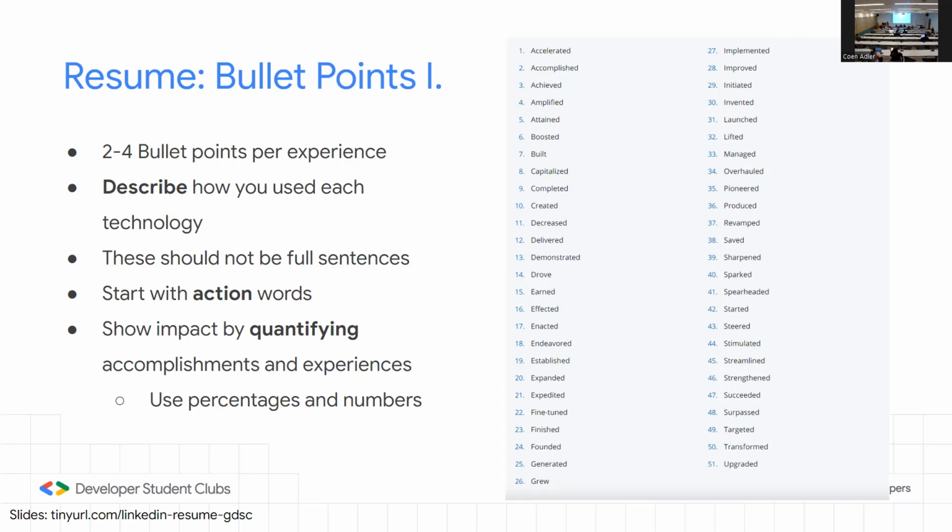One thing you can do is show impact by quantifying accomplishments and experiences. We're going to go into this in the next slide. But a great way to show impact is to use percentages and numbers because that really shows what you actually did. Let's say you were part of planning a hackathon and you had 6,000 attendees. You reached 6,000 people with this experience. Or you are part of a club and you increased club engagement by 15%. That shows what you did and the impact it had.